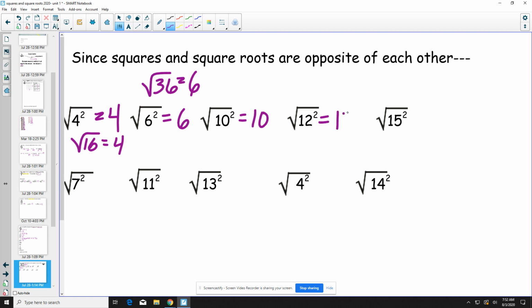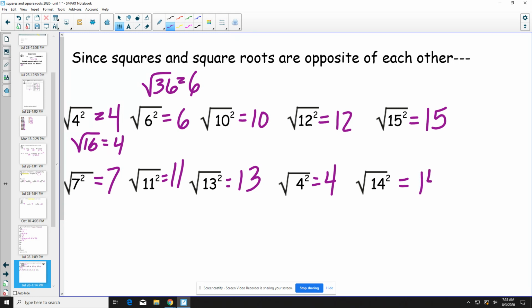The square root of 12 squared would be 12. The square root of 15 squared is 15. The square root of 7 squared is 7. The square root of 11 squared is 11. Square root of 13 squared would be 13. Square root of 4 squared would be 4. Good. And the last one, the square root of 14 squared would be 14.